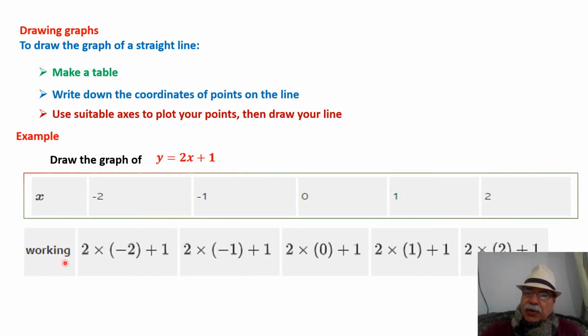So now I am representing each one in the equation. Now this means minus 2, this 2, x. What is x equal to here? Minus 2. Please listen carefully. See me carefully. This is the x-axis line. It starts at minus 2, minus 1, 0, 1, 2.